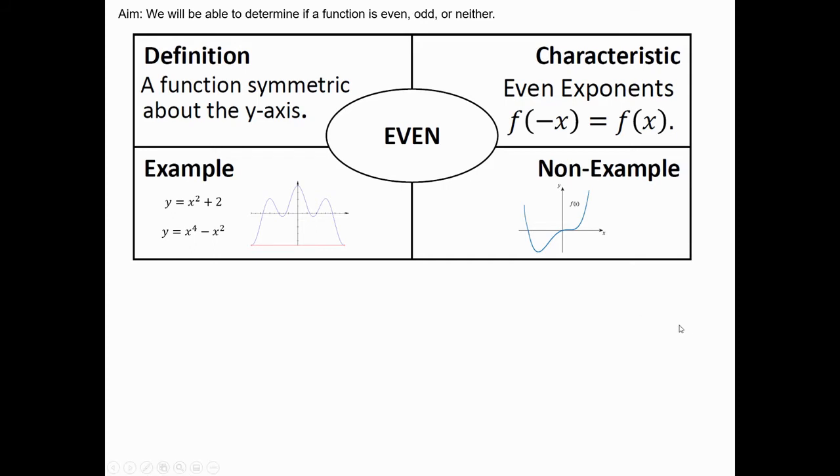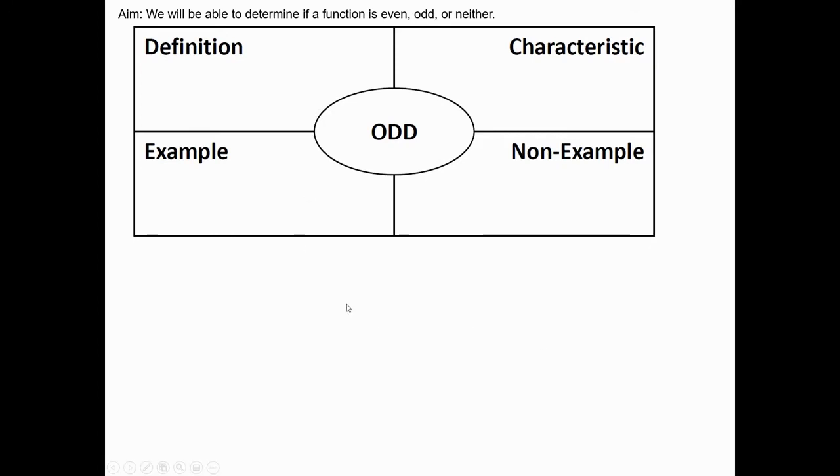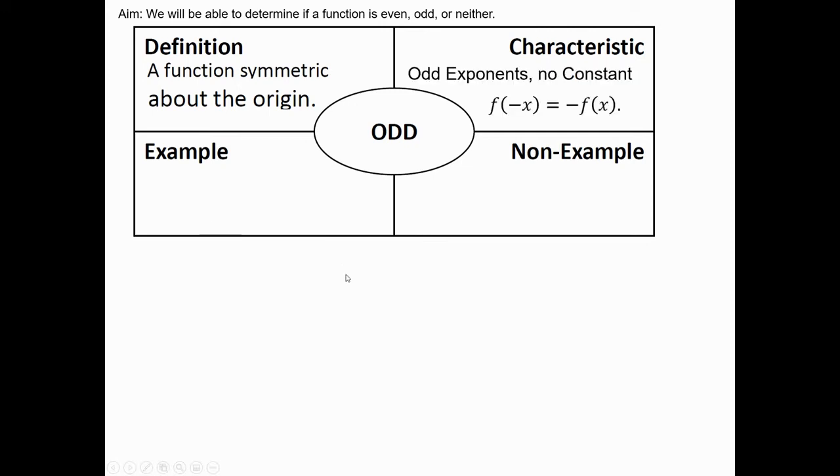Let's go over odd functions. So for odd functions, it's a bit different. It is symmetric, but it's not symmetric around the x-axis or the y-axis. It's actually a perfect reflection over the origin. That's the exact center of the graph. So characteristics of that, guys, would be odd exponents, of course, but no constants, no numbers by themselves.